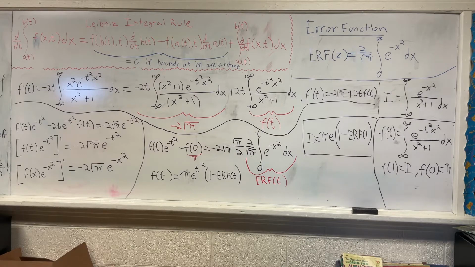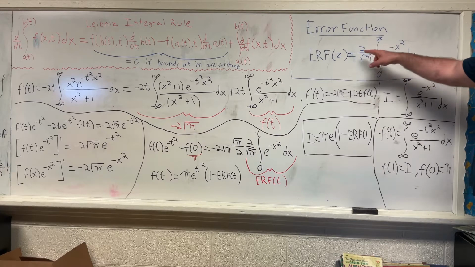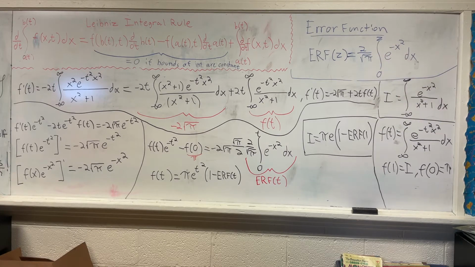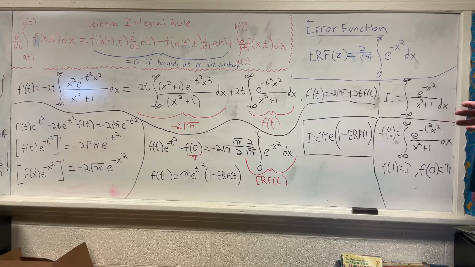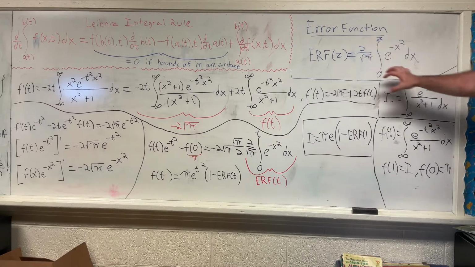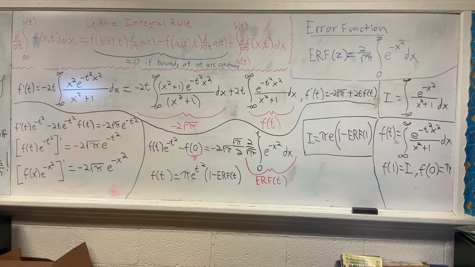So for instance, ERF of 7 would be 2 over the square root of pi times the integral from 0 to 7 of e to the negative x squared dx. So like I said, it's a cheat function, not a cheap function. In that we're saying that this is as far as you can go with that. But anyway, it's considered legitimate.